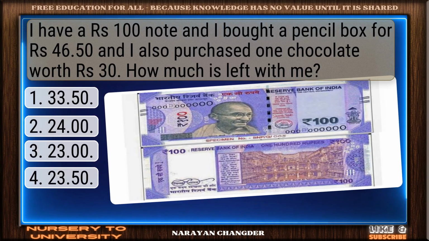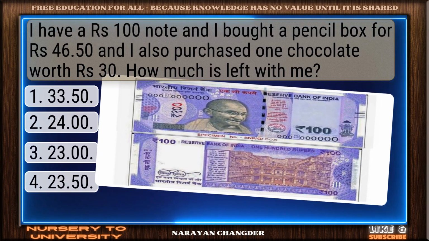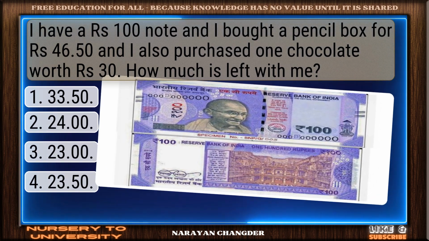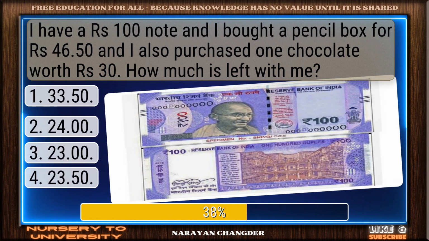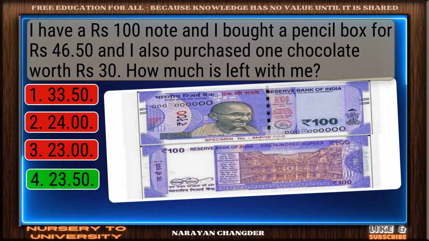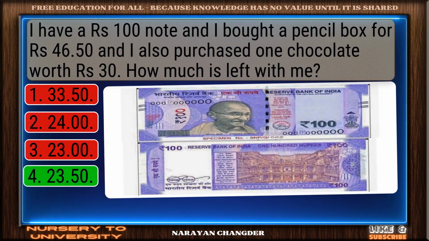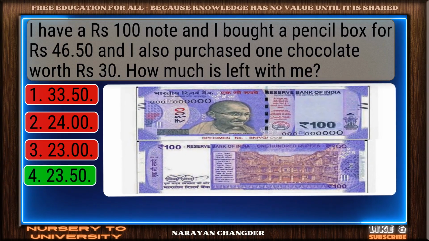I have a Rs 100 note and I bought a pencil box for Rs 46.50, and I also purchased one chocolate worth Rs 30. How much is left with me? Clear logic. Your choice 23.50 is sound and 100% true.